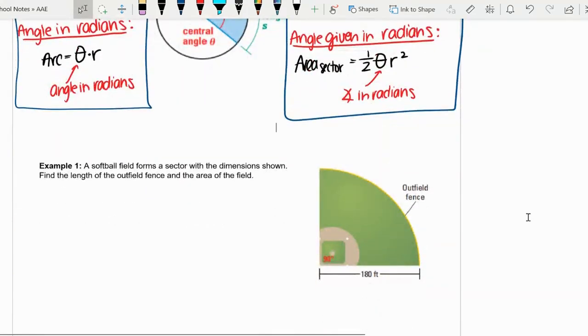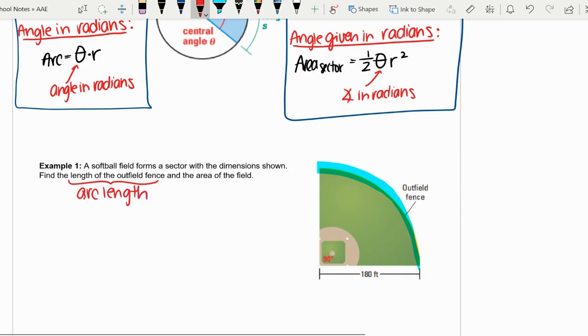So our first example is here. It says we have a softball field forms a sector. So that's this big shape, right? Like a slice of pizza with the dimensions shown. Find the length of the outfield fence is the first thing. So the outfield fence, we can see, runs along the outside of the circle. So what they're really asking us to find here is an arc length.